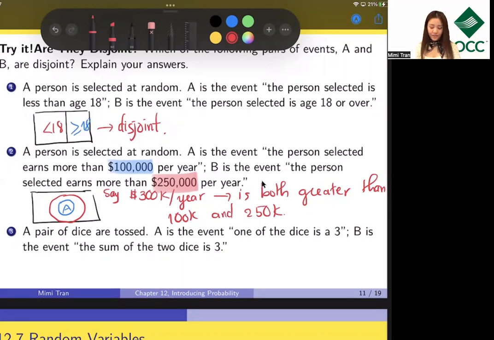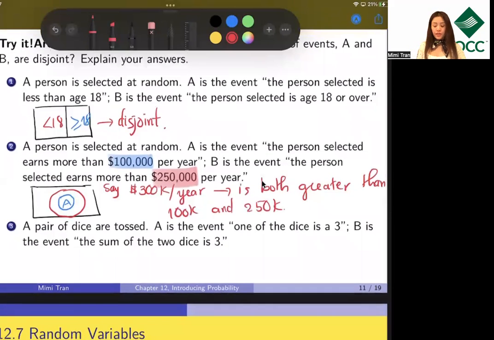Last one. A pair of dice are tossed. I assume this is six-sided dice. Let's just assume six-sided dice. A is the event one of the dice is 3. B is the event the sum of the two dice is 3. Are these two events disjoint?